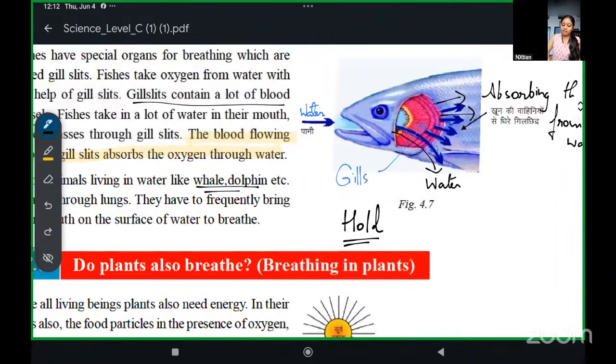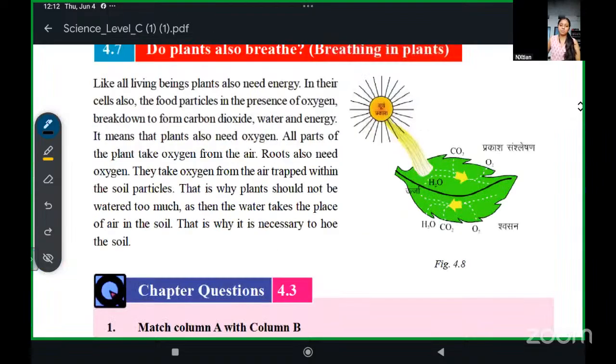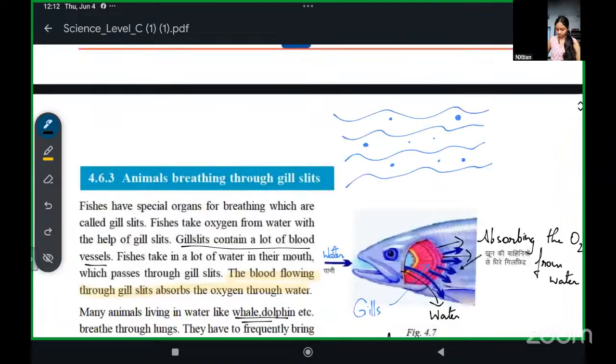Understood? Understood the different types of breathing that takes place in organisms? Any doubt till now? No? Okay.